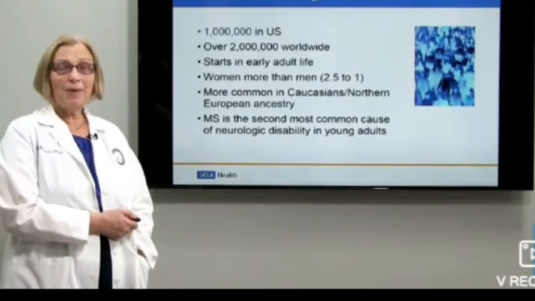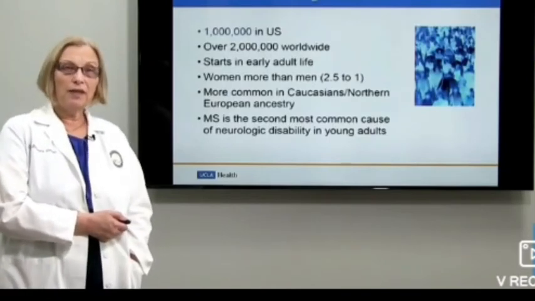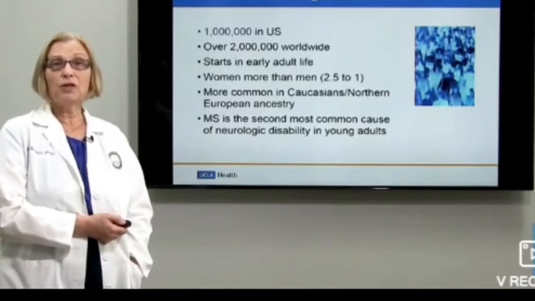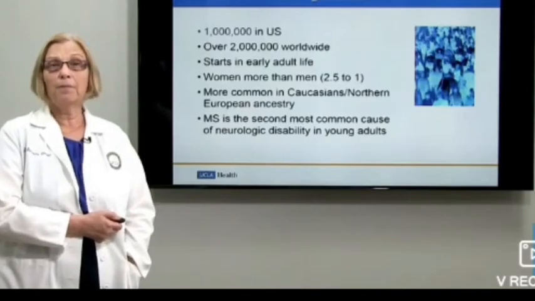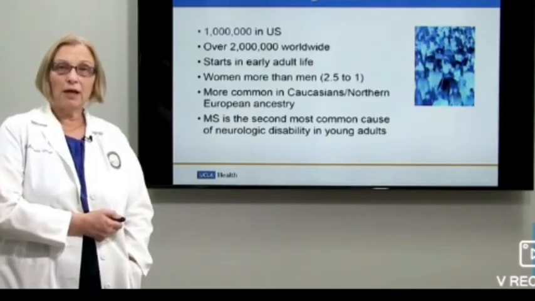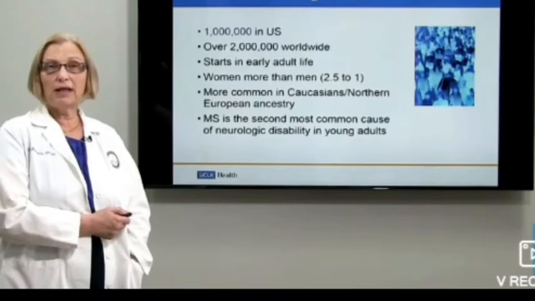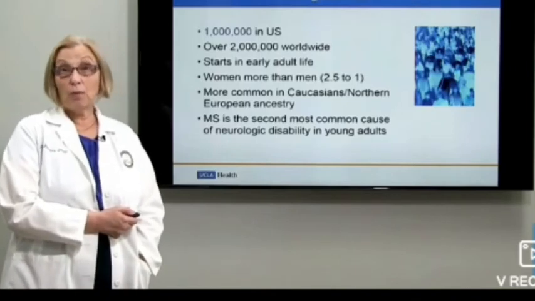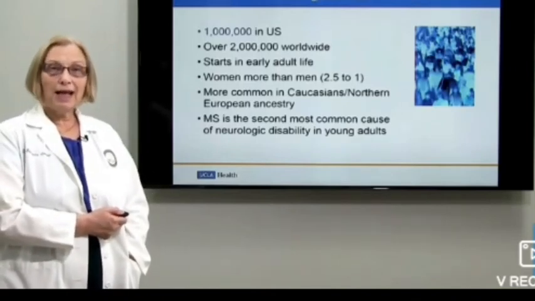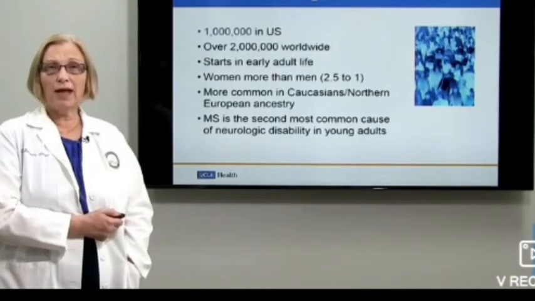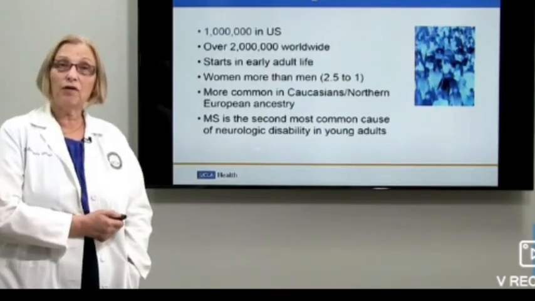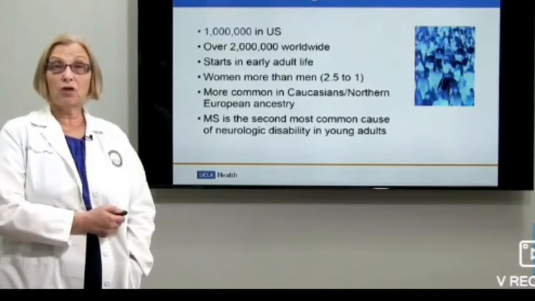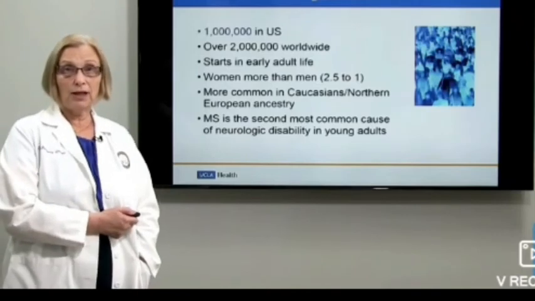Who gets MS? MS is actually pretty common. We think that right now there are more than 1 million people in the United States that currently have a diagnosis of MS, and more than twice that many worldwide. This is a disease that primarily affects young people, so the most common age of onset is people in their 20s and 30s. It's kind of a sexist disease. It affects women almost 3 times as often as men. It has a racial predilection. Most people who have MS are of Caucasian and very often of Northern European ancestry. And it's the second most common cause of neurologic disability in the young adult population.